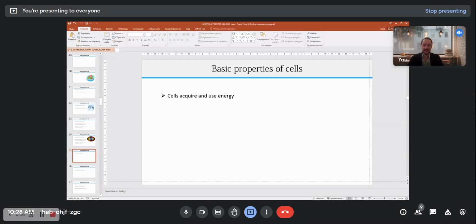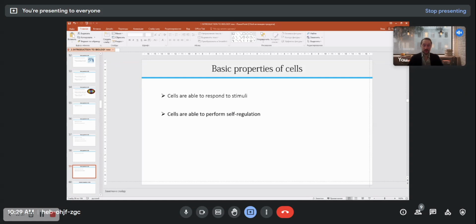Another basic property of cells is that cells acquire and use energy. Also, cells carry out a lot of chemical reactions. Cells engage also in numerous mechanical activities. So they are not simply staying in one place, but some of the cells are very active. They have to migrate in order to perform their functions. But at the same time, movement of some other cells may be quite limited. Also, cells are able to respond to stimuli. As I told you before, it is the ability to sense and to react to what was sensed.